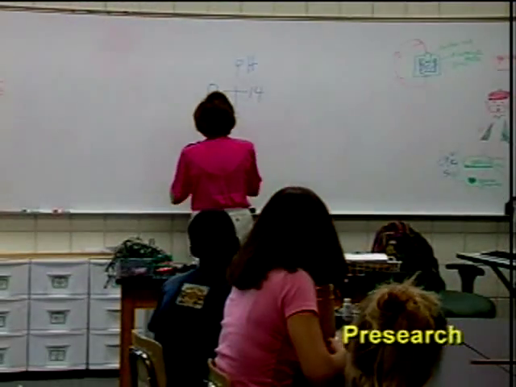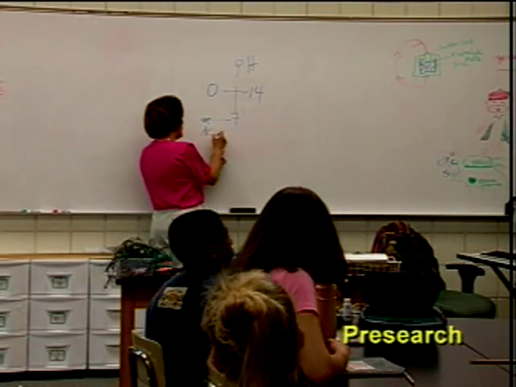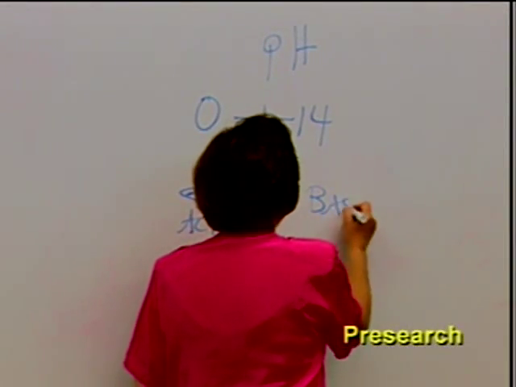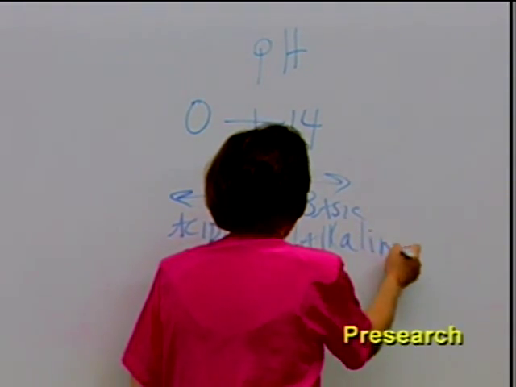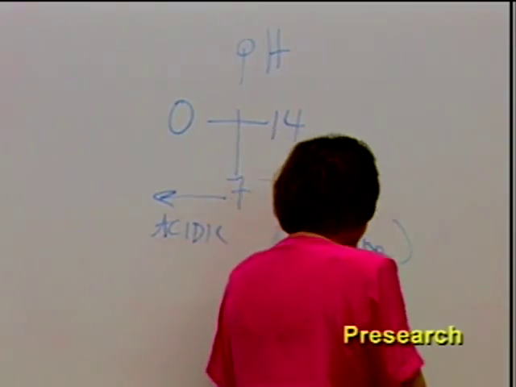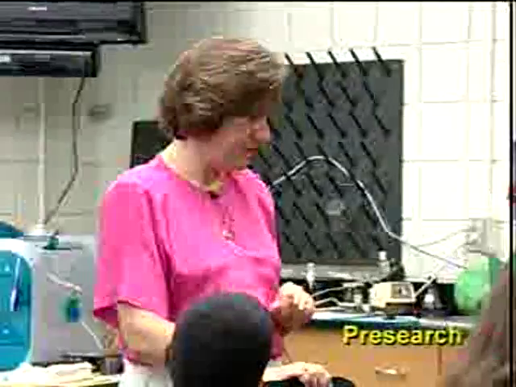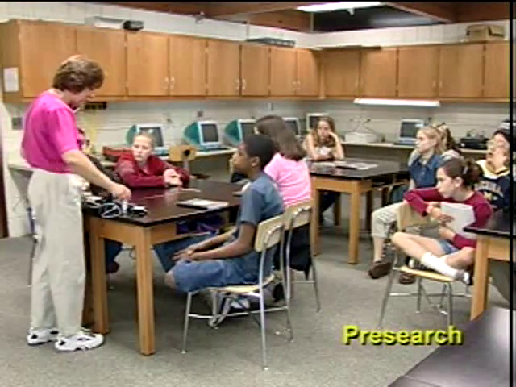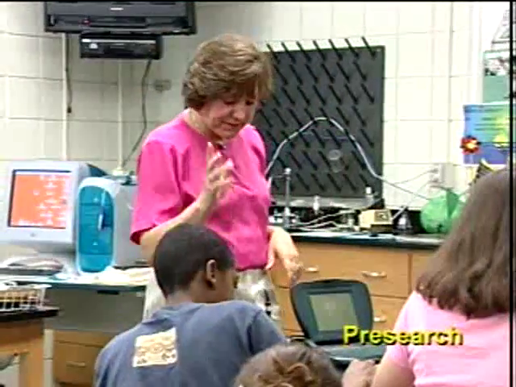If I am on this side of 7, I am acidic. And if I am on this side of neutral, I'm basic or alkaline. Yep. Okay, exactly. Now, Lauren. Two questions. One is, should we write these down? And another is, what's alkaline? Alkaline is basic, just another word for basic. They also relate prior information, calibrating temperature probes, to the current activity, calibrating pH probes.